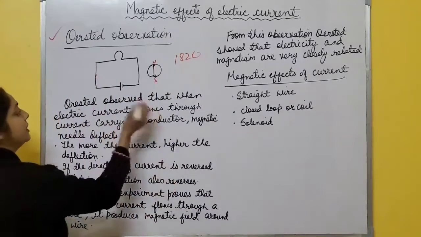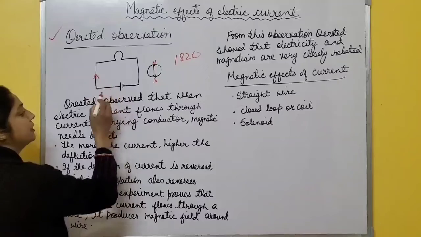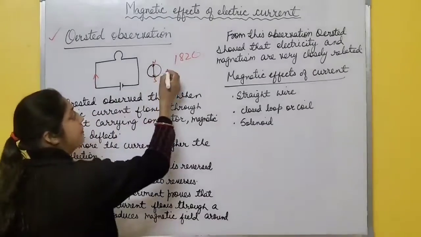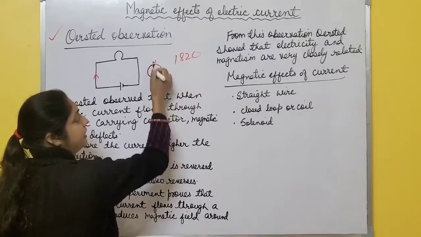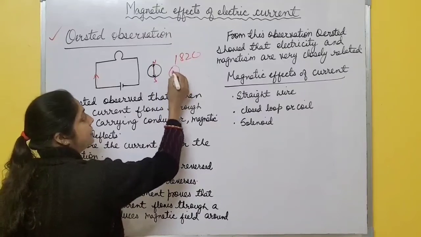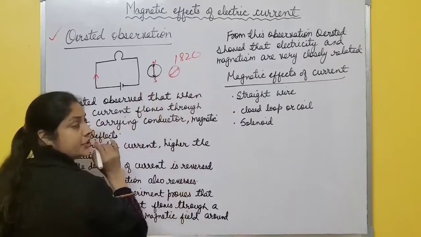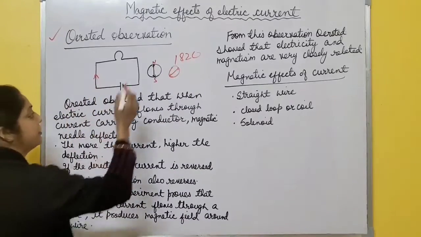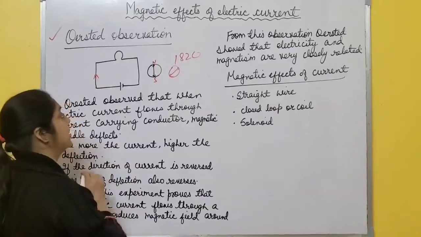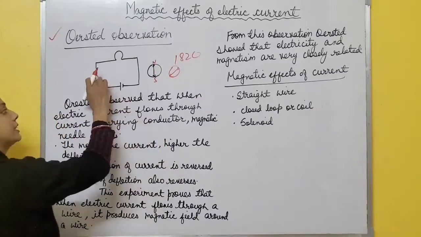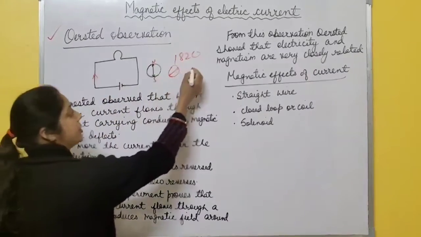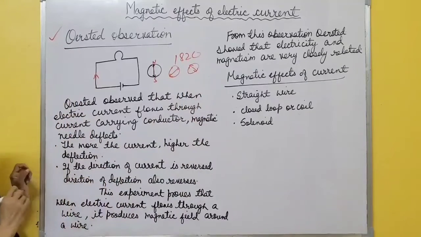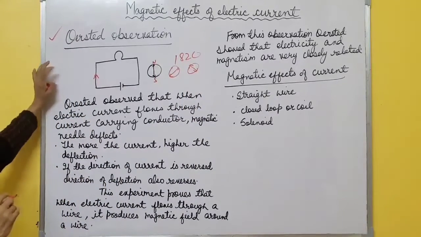But he observed that when current flows through this circuit, the needle shows some deflection. Previously with no current, the needle is like this. If current flows, the needle deflects in this direction, right? And the greater the current, the more the deflection produced in this magnetic compass. Now if the direction of this current is reversed, then the deflection is also reversed, right? So this was observed by Oersted.